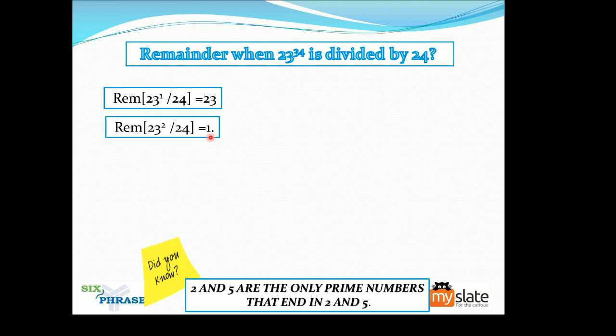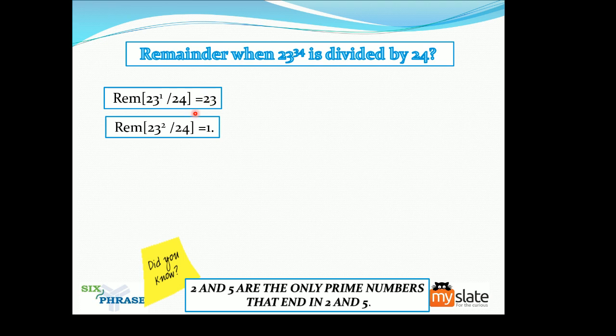You stop, because again for 23 cube divided by 24, what will be your answer? It is going to be 23. Okay, 23 power 4 divided by 24, the remainder is going to be 1. So 23 and 1 are going to alternate. For all the odd powers of 23 divided by 24, the remainder will be 23.